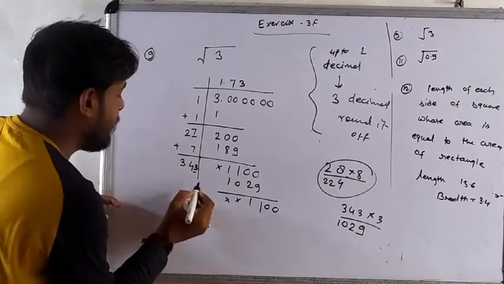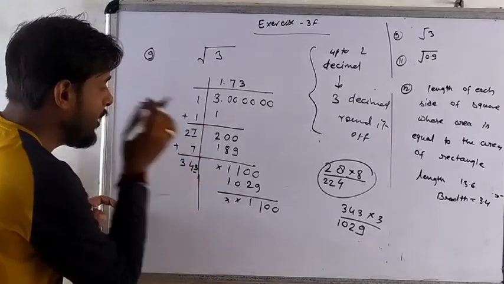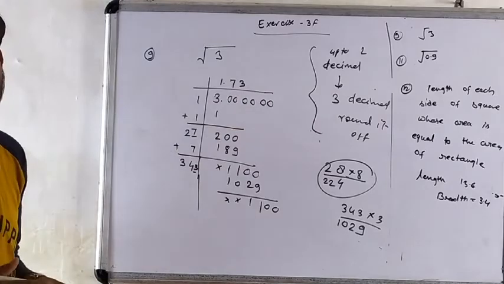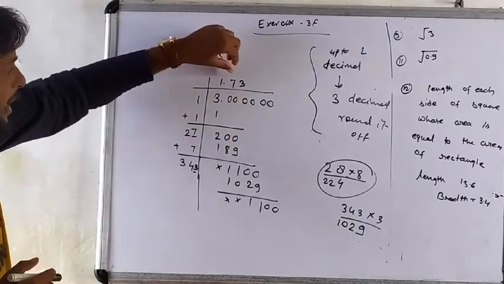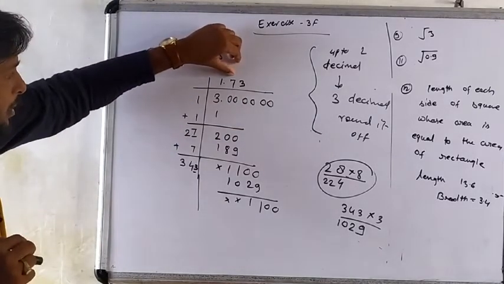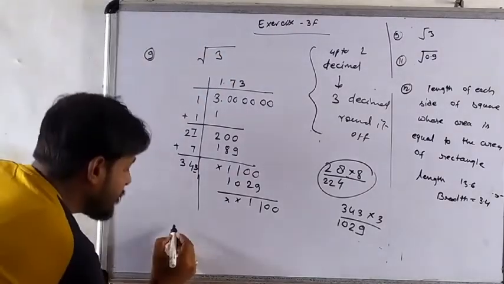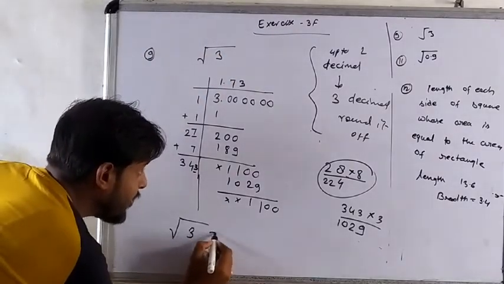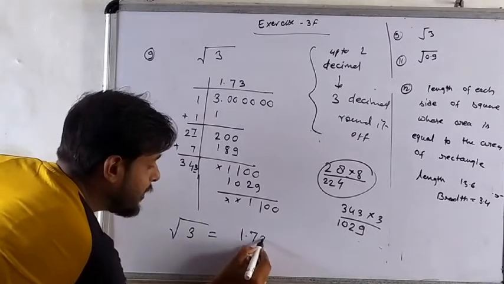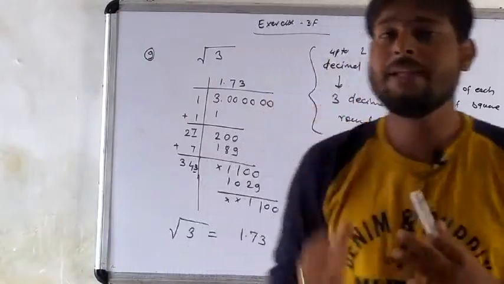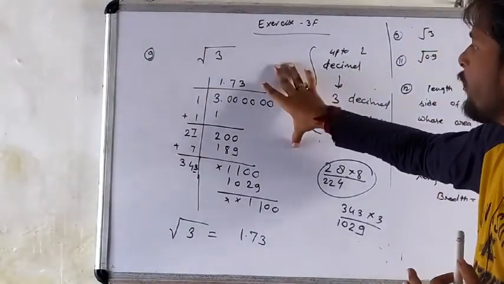Again same thing. Now we have to find a number up to 2 decimal places. So here we can get 2 decimal places, 1 2. So your question answer is: square root of 3 is 1.73. Square root of 3 is 1.73.